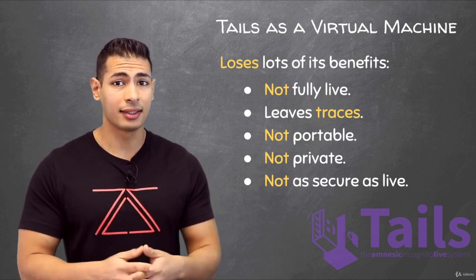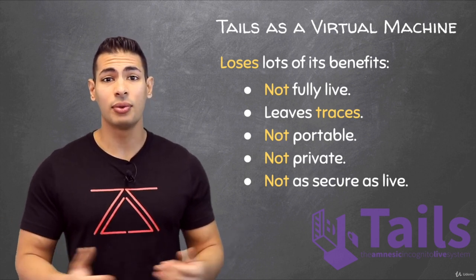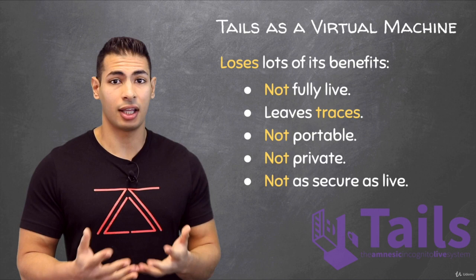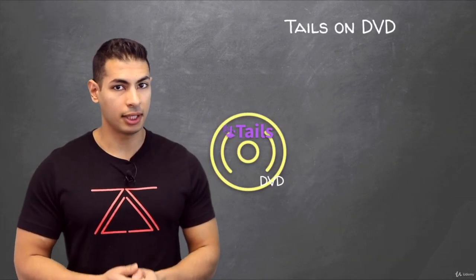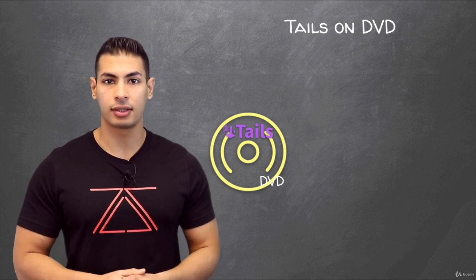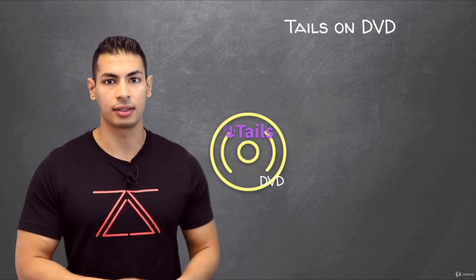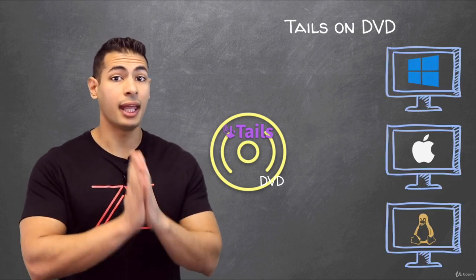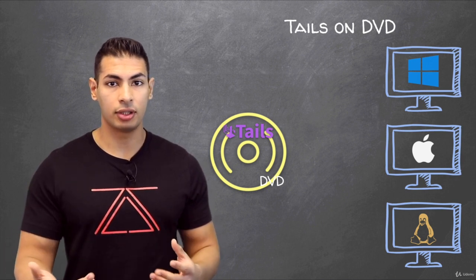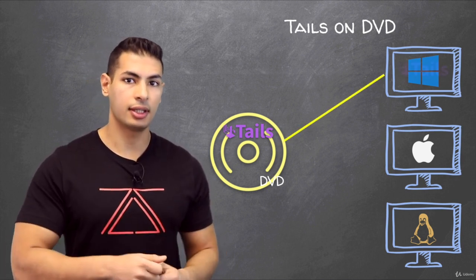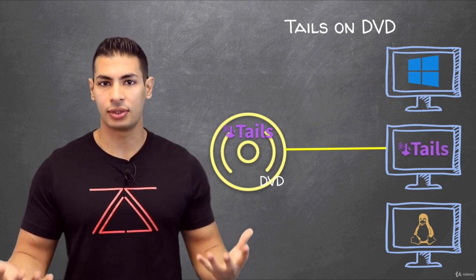Therefore, installing Tails as a virtual machine is not great because it will basically lose a lot of its advantages and a lot of its great features. The second option, which is better, is to install Tails on a DVD and then use that DVD to boot Tails. So you can use that DVD on any computer regardless of what operating system it runs. All you have to do is just put the DVD in, restart the computer, boot from the DVD, and then you'll be able to use Tails.